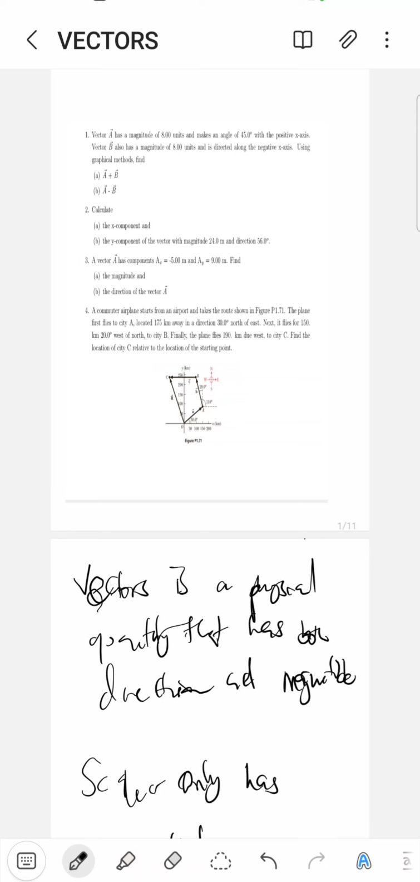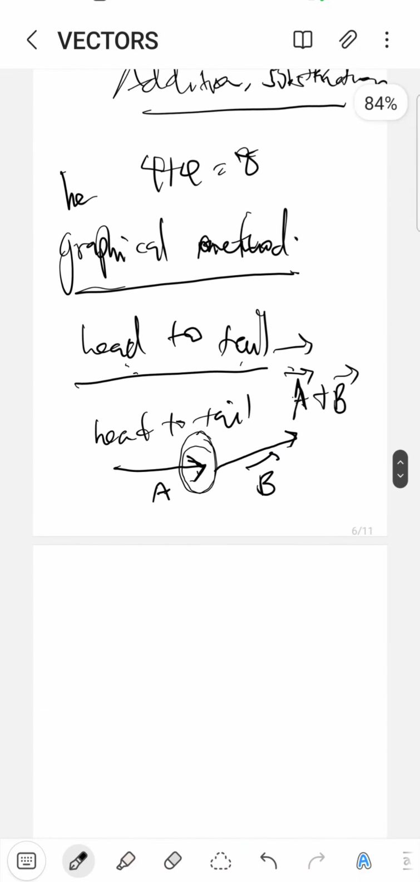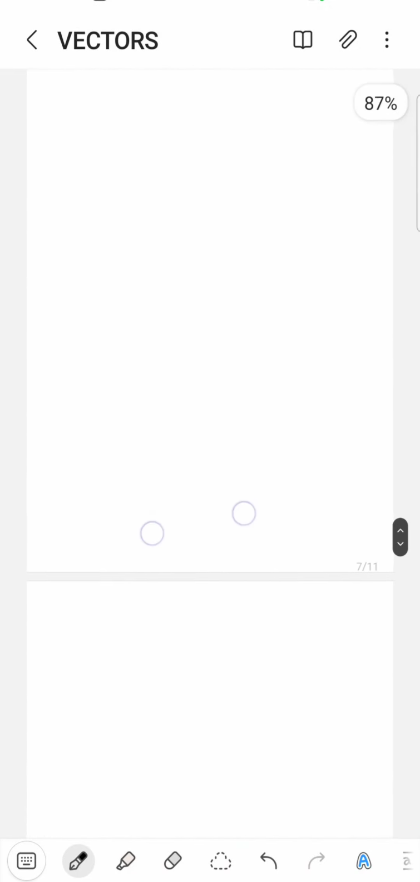Find A plus B. All right, what do we have in the question? Vector A and vector B. Magnitudes 8 units, they both have 8 units, all right? Vector A has an angle of 45 degrees. Vector B is directed along the negative x-axis, all right? So let's do this.